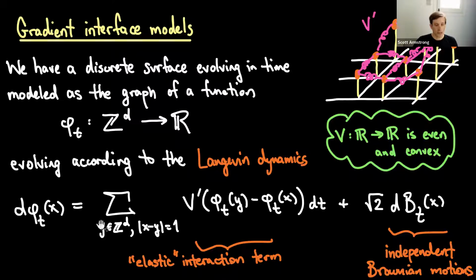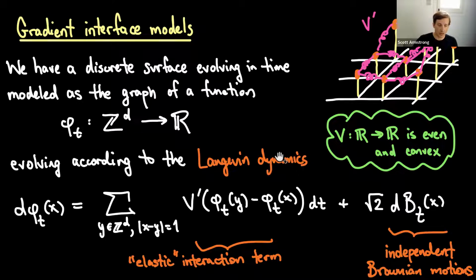Okay. We model this surface as evolving according to this stochastic differential equation. It's actually a system of countably many stochastic differential equations. At every point x, it evolves like this. You sum the V prime of the difference. This is like the little discrete gradient at the site x inside V prime, and that's the drift term, where the spring is pulling it back. And then over here is a Brownian motion, and you have an independent one for every point x. Okay, so that's the setup.